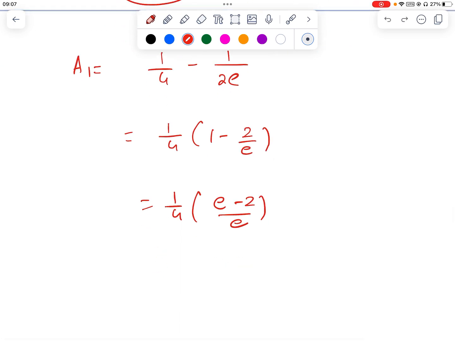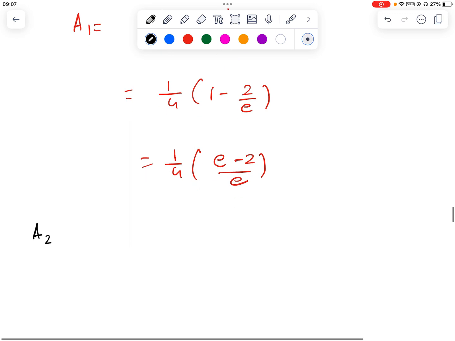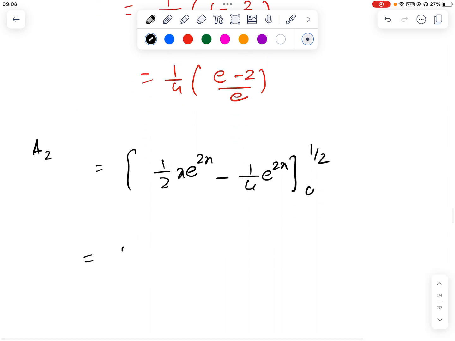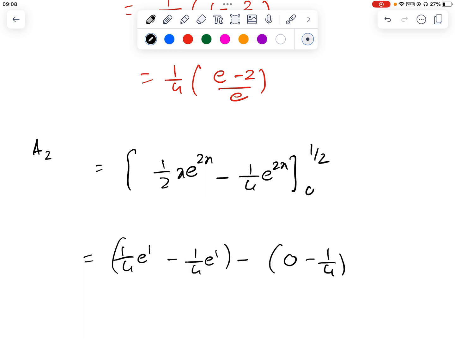So A1. Now for A2. For A2, what am I going to do? I am going to take the same limits and the same equation, 1 upon 2 x e to the power of 2x minus 1 upon 4 e to the power of 2x, from the limits 0 to 1 upon 2. So plug in 1 upon 4 e power 1, minus 0 minus 1 upon 4. So it becomes 1 upon 4.